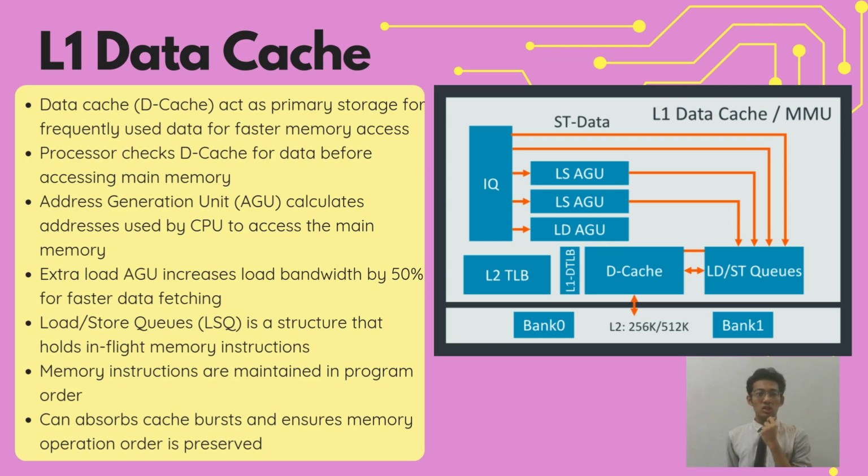AGU functions to calculate addresses used by the processor to access the main memory. Cortex-A78C contains an extra load AGU along with the two load-store AGUs. This increases the load bandwidth by 50% to allow faster data fetching.